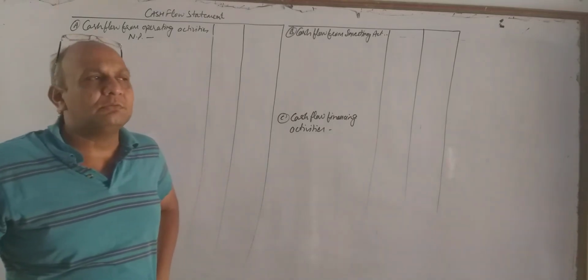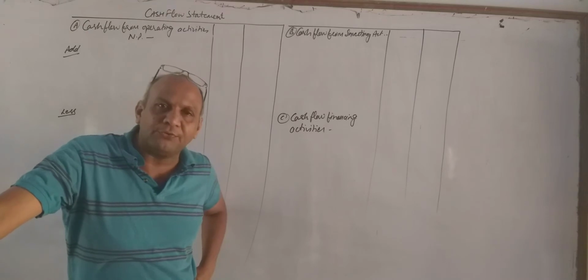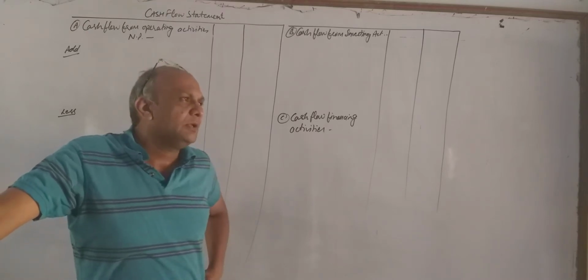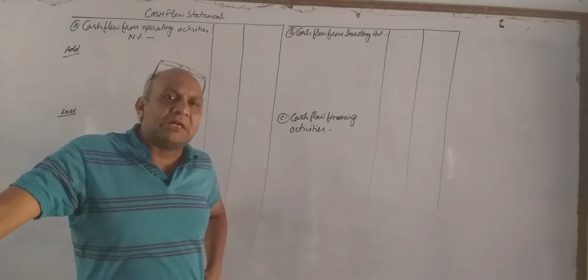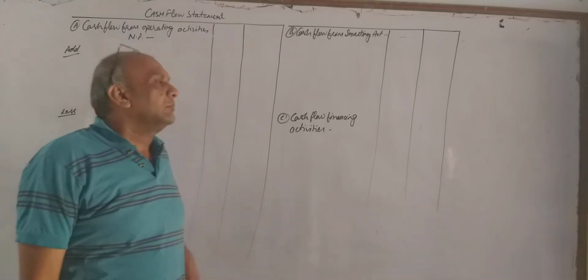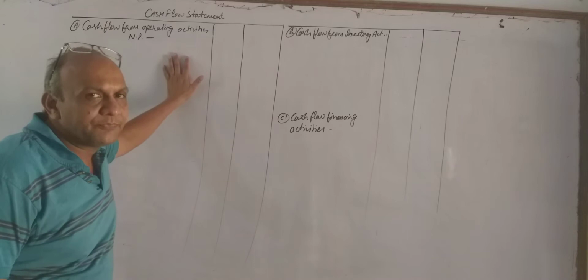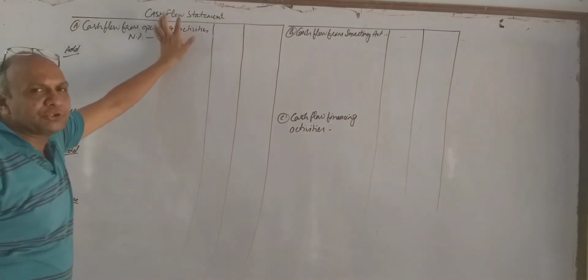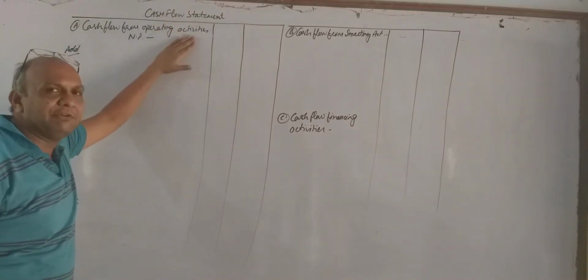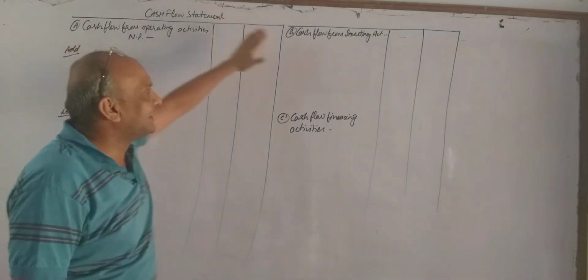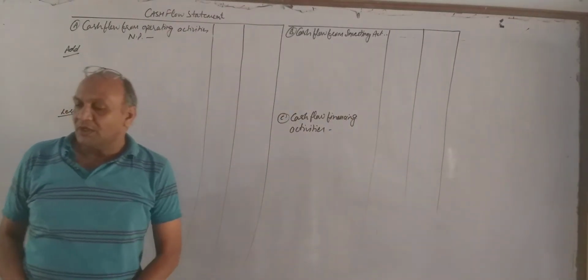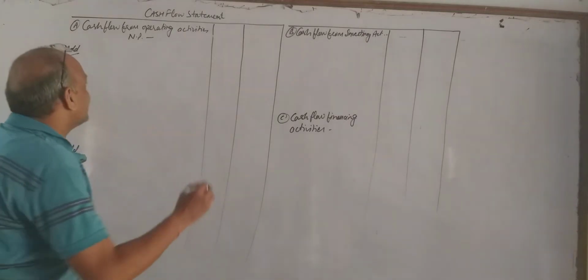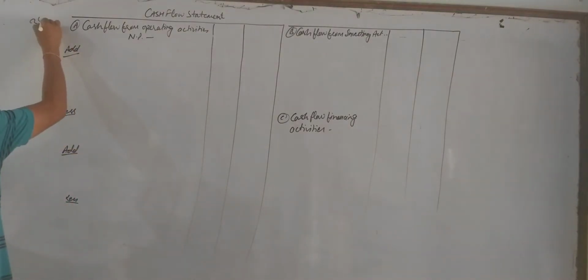Initially I told how to calculate cash flow from operating activities, and in my previous video we started a numerical with a full length sum, how to prepare a cash flow statement with all three activities together: operating activities, investing activities and financing activities. Today we are taking illustration number 35.